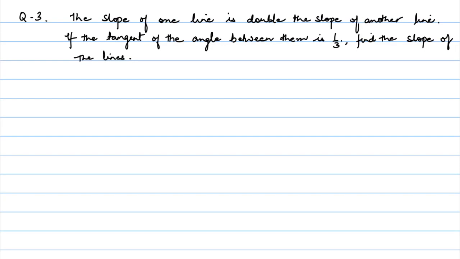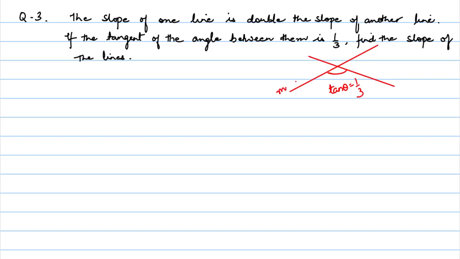Now, let's say we have two lines. This line and let's say this line. The tangent of the angle between them, not the angle, tangent of the angle. Tangent of the angle means tan theta. Tan theta is given to be 1/3. Instead of giving the angle, they have given us tan theta.